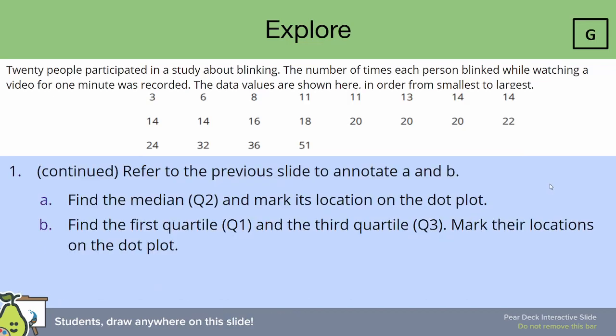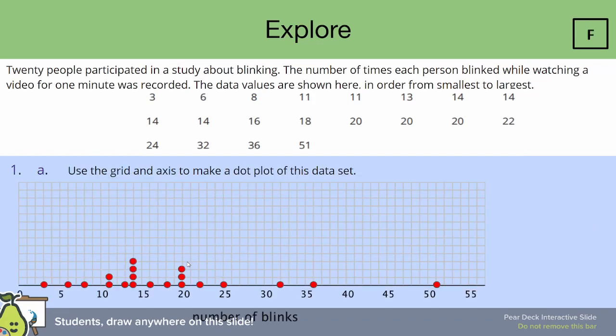Now, what they want us to do here is they want us to take our data, find the median of it, which they're calling the Q2, and then mark its location on the dot plot. When they say Q2, they're talking about the second quartile. Then they want us to find the first quartile, which is the Q1, and the third quartile, which is Q3. And finally, we have to mark their locations on the dot plot. So let's do that. Please pause the video and try to find the median of this data yourself, and then we'll do it together.